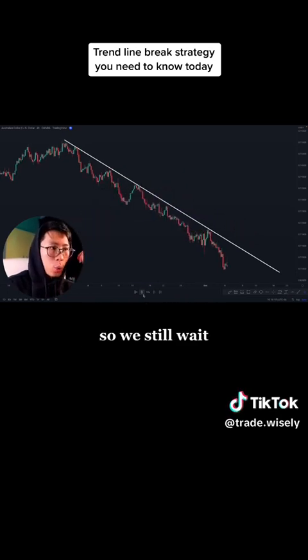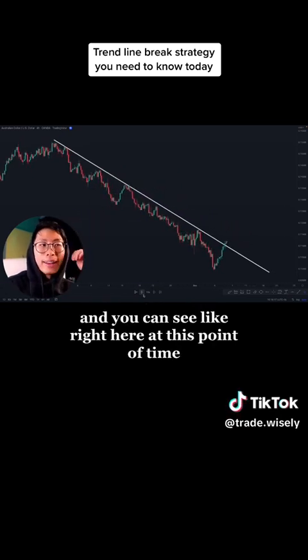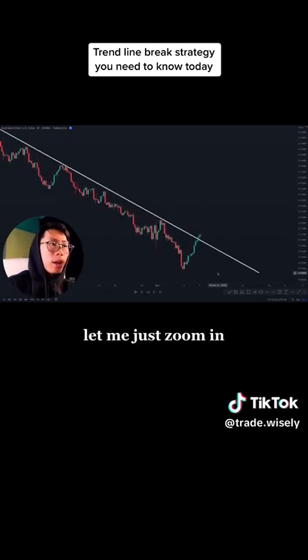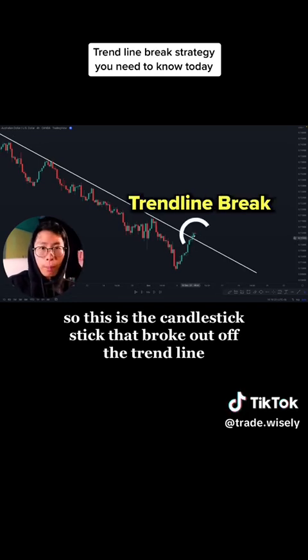So right now the next step is to obviously wait for price to break out of this trend line. So we still wait, and as you can see, right here at this point in time, this is when price breaks out of the trend line. Let me just zoom in. So this is the candlestick that broke out of the trend line.